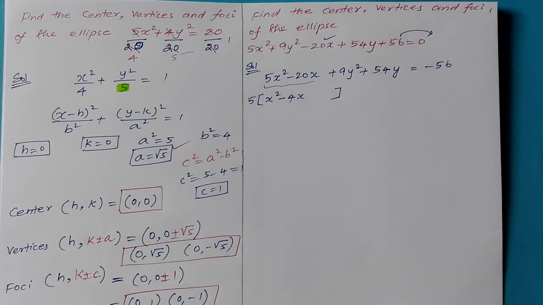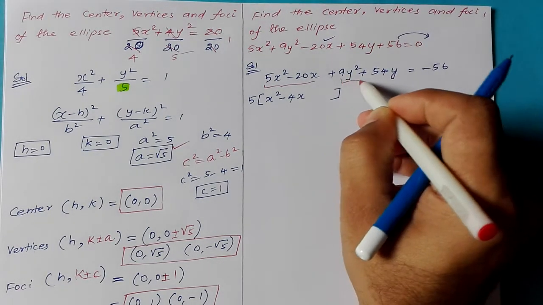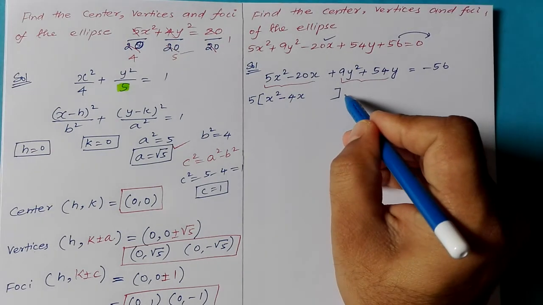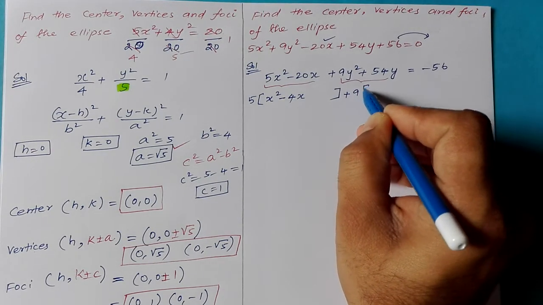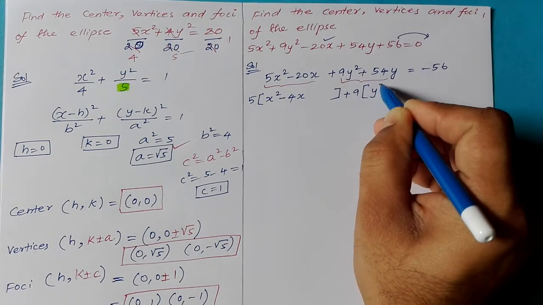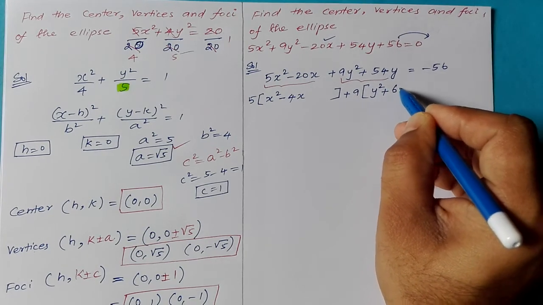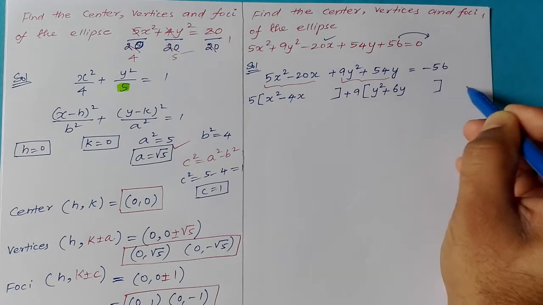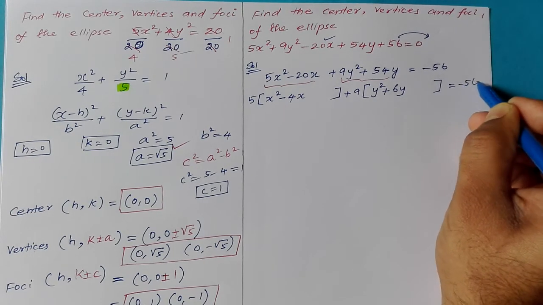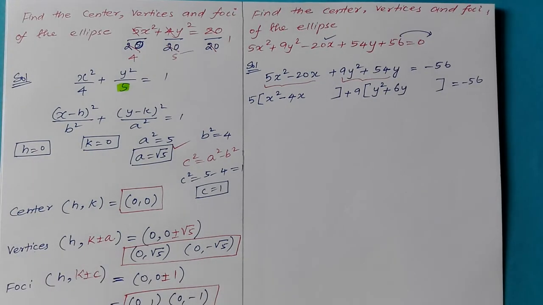Now, what is the common factor here? 9. I can take 9 outside. If I take 9 outside, y square plus 6y, equal to 56. Now I have to make it completing square.